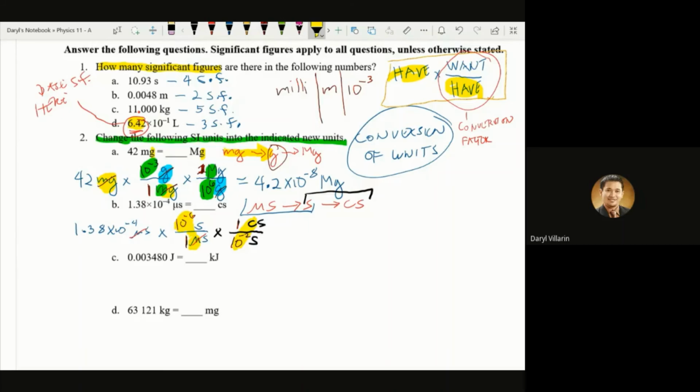Okay, so now if I'm gonna multiply the two, second is canceled out, the final unit is centisecond. So multiply everything on top, divided it with the value at the bottom, that should give you 1.38 times 10 to the power of negative 8. Then don't forget the final unit, which is centisecond.